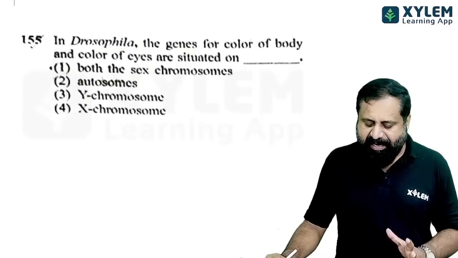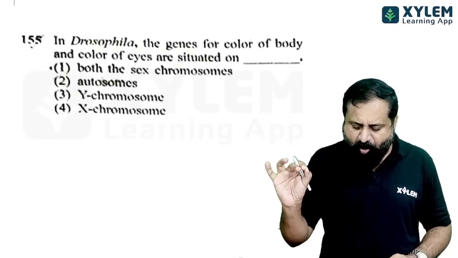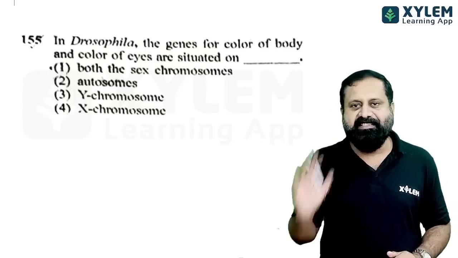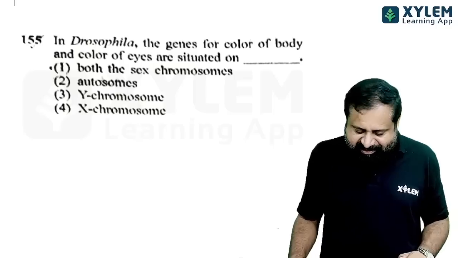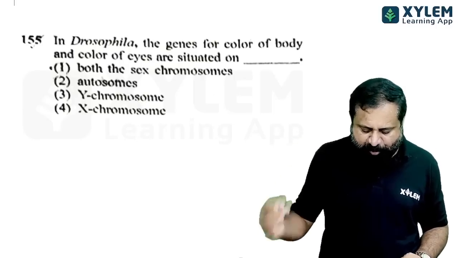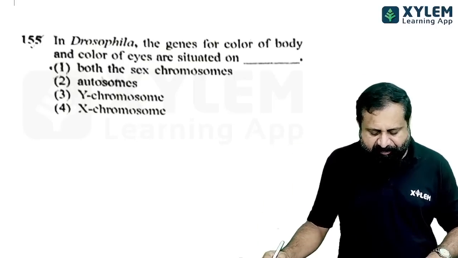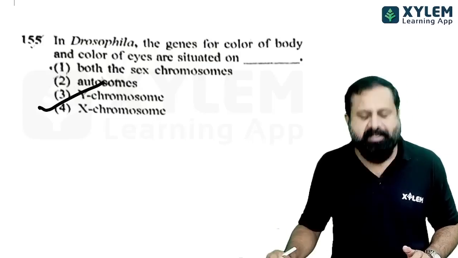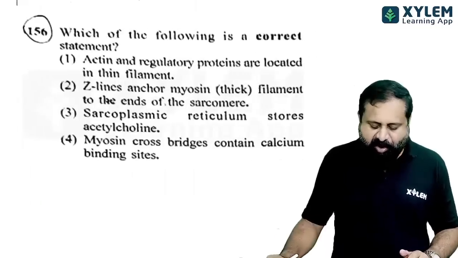155. In Drosophila, the genes for color of body and color of eyes are situated on. In your genetics chapter, you can learn it: both on sex chromosome, autosome, Y chromosome, X chromosome. For 155, the right answer is both the genes are located on the X chromosome. 4 is the right option.